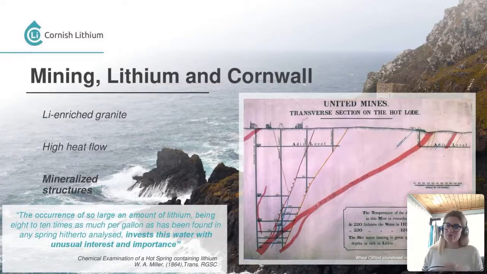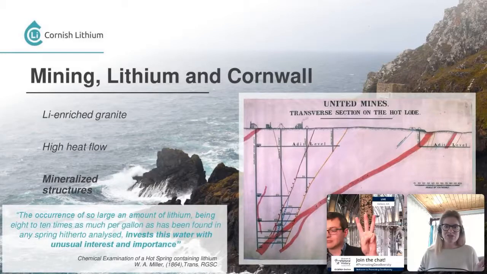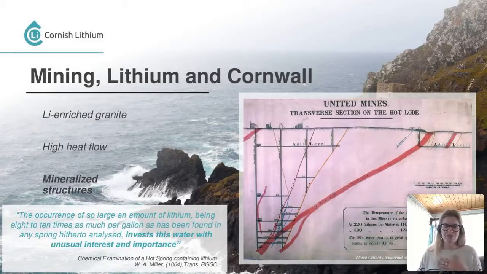In 1864, Professor Miller from King's College in London came and took some samples of these upwelling warm waters from a deep mine in central Cornwall, and he took them back to his lab in London, analysed them, and found that they were unusually rich in lithium. And he wrote his academic paper, which basically says, these could be a potential source of lithium, if only we had a source for it.